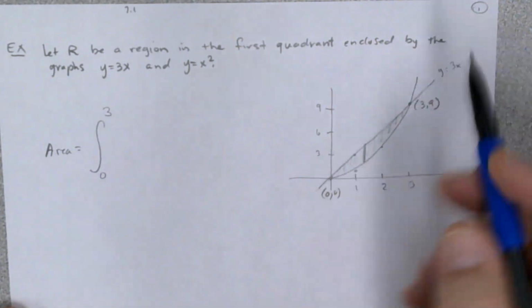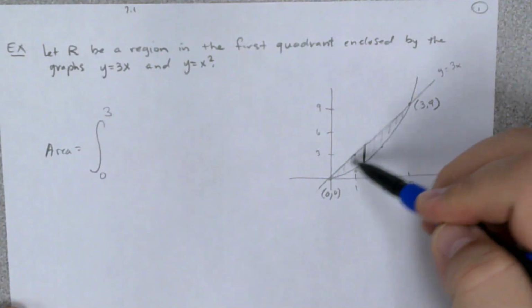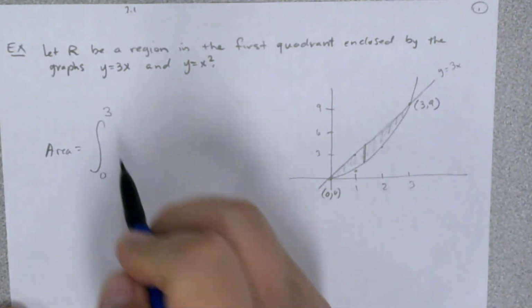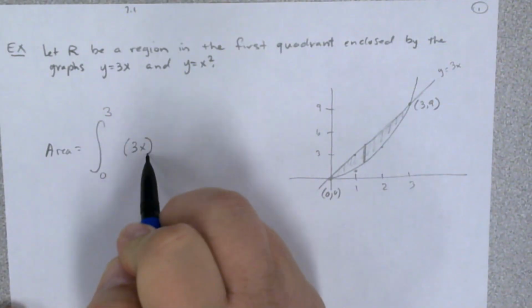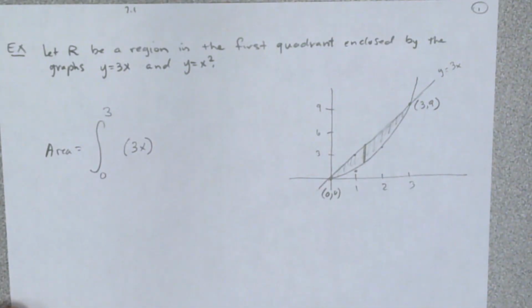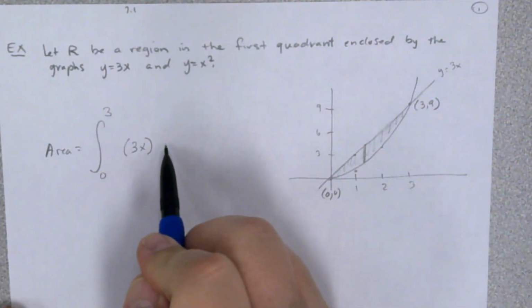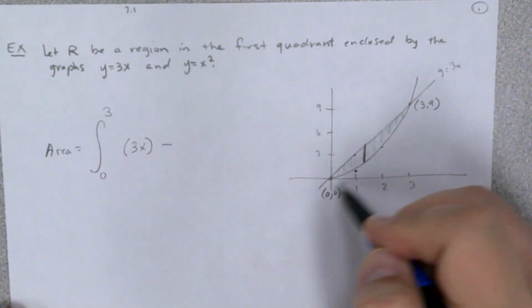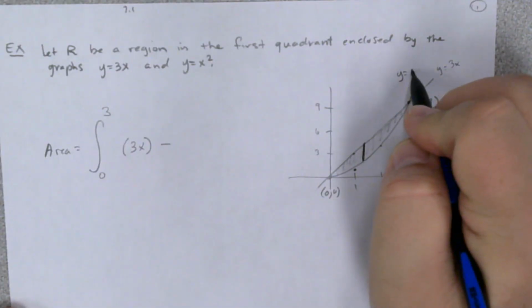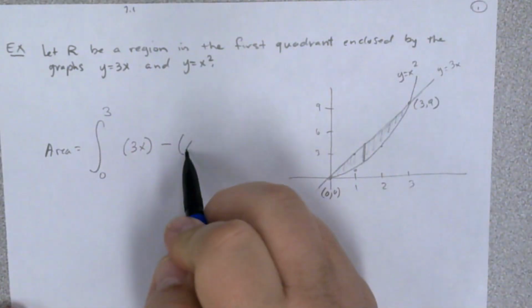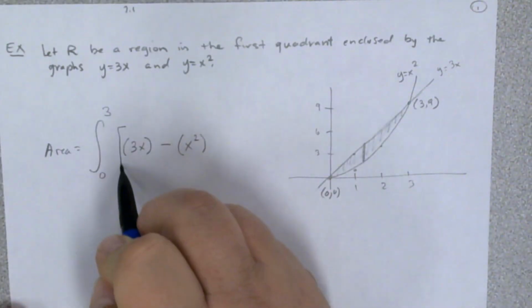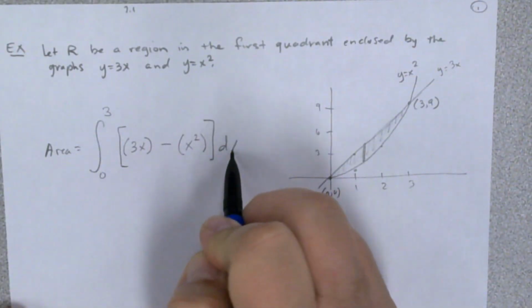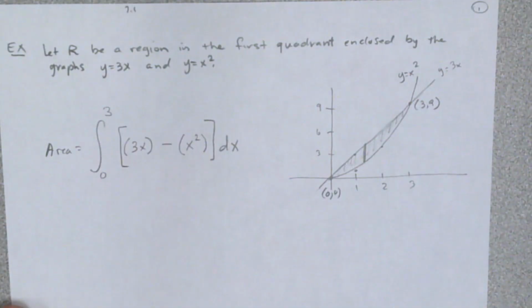And then we got to find the upper curve. The upper curve is this line. This line is 3x. Always put these functions in parentheses. You'll understand again later. And the lower curve is right here, which is y equals x squared. And so we have x squared. And don't forget your dx on the end. So that is the integration setup.